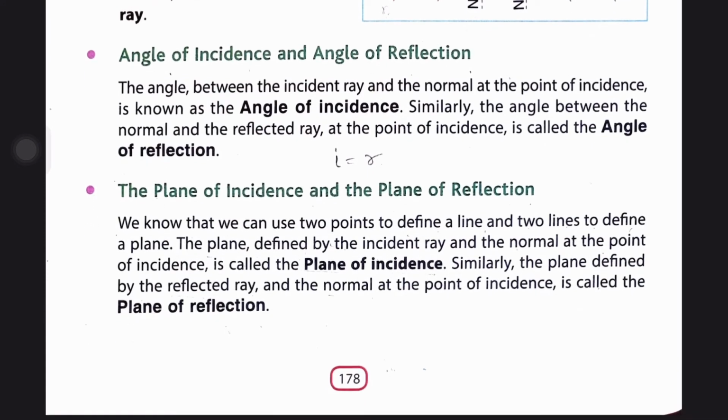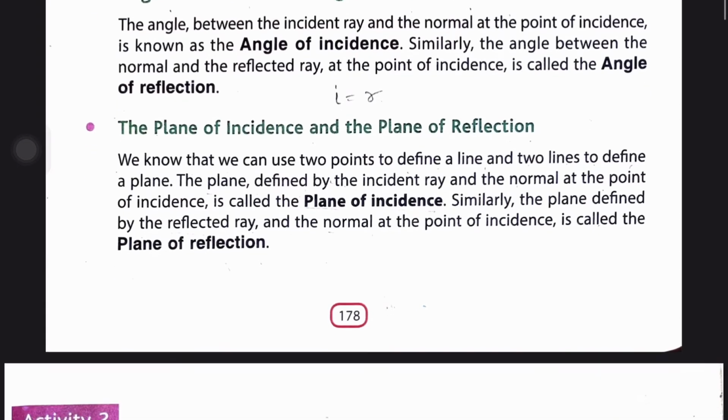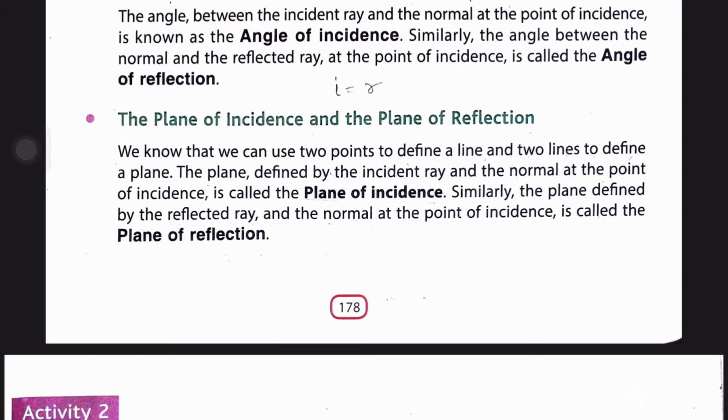The plane of incidence and the plane of reflection. We know that we can use two points to define a line and two lines to define a plane. The plane defined by the incident ray and the normal at the point of incidence is called the plane of incidence. Similarly, the plane defined by the reflected ray and the normal at the point of incidence is called the plane of reflection.